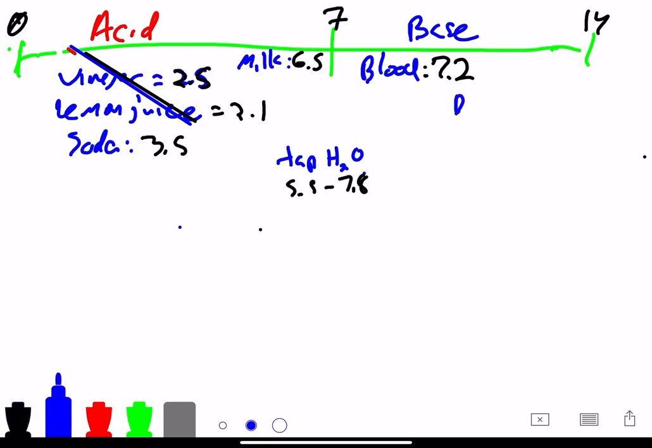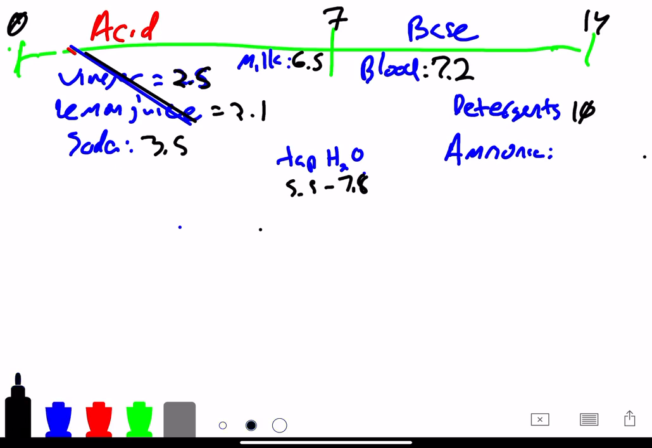Your household detergents, whether it be dish soap or laundry soap, usually are right around pH 10. And ammonia, so your Windex, is a base, and that's going to be usually around 12. A lot of people, when they look at ammonia, see NH3 and think, oh, that must be an acid because it has hydrogens on it. Well, no, that's not the case. It's actually a Lewis base.